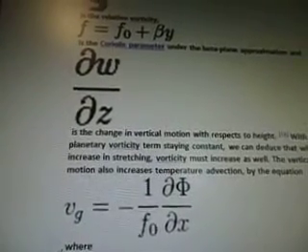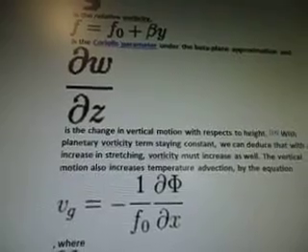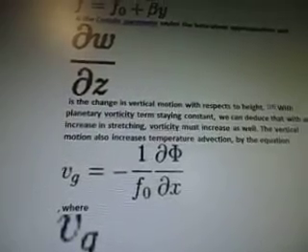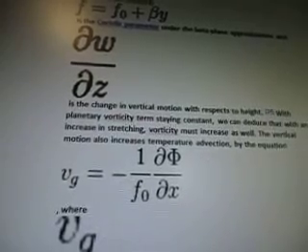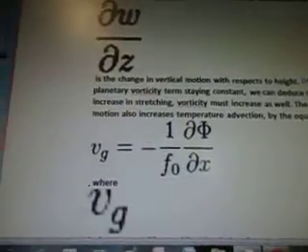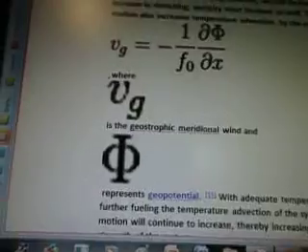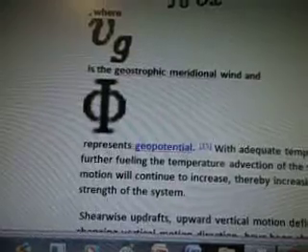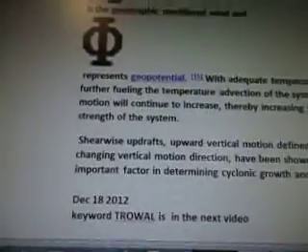With planetary vorticity terms staying constant, we can deduce that with an increase in stretching, vorticity must increase as well. The vertical motion also increases temperature advection, as shown by the equation. There you go. Where this is the geostrophic meridional wind, and this thing represents geopotential.